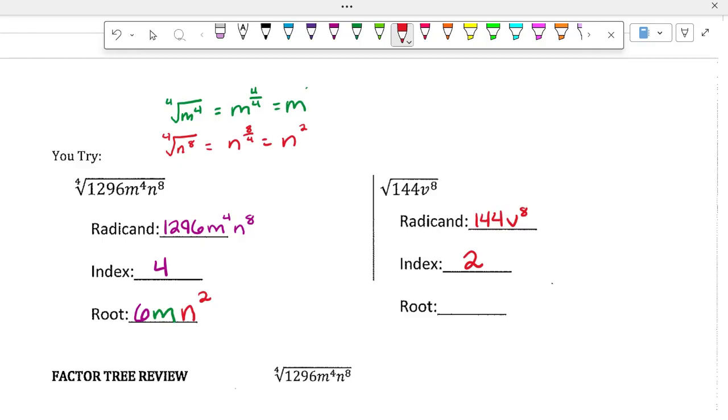Ephraim. So not 6. So it's a square root. So now we're dividing by 2. So what's the square root of 144? It's 12. And then the v to the what? 4th. Good. So you would divide the 8 by 2.